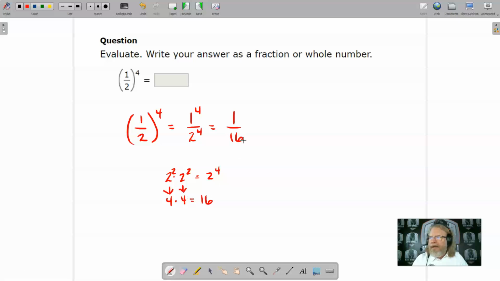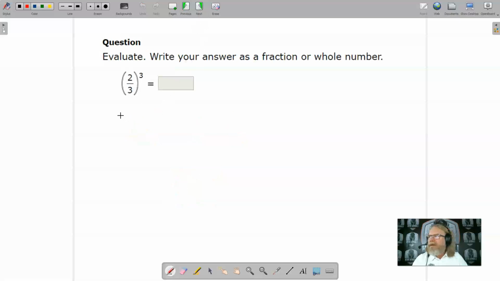So to me, that's a little bit easier than thinking 2 times 2 is 4, times 2 is 8, times 2 is 16. I kind of like to split them up sometimes in my head if it's a little bit easier that way. So that's my approach to it. But 1/16 is the answer.